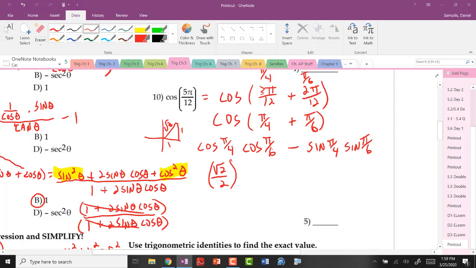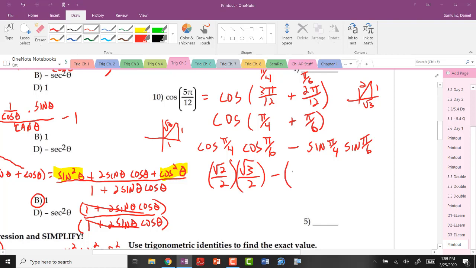And then pi over 6 is a 30 in quadrant 1. I just snapped these real quick. 30. Side opposite 30 is 1. Side opposite the 60 is root 3. So cosine of pi over 6 is root 3 over 2.